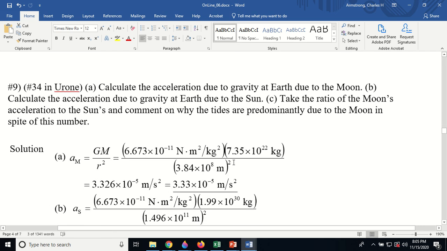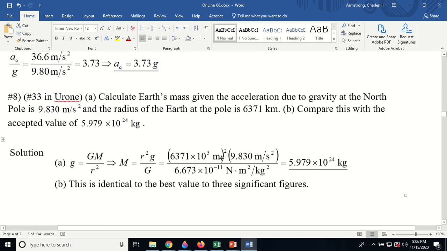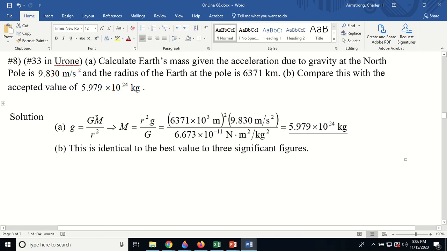Okay. This is 34 on your own. Calculate the acceleration due to gravity at Earth due to the moon. So now the acceleration due to gravity is due to the mass of the moon. We're using this equation up here again, but it's not due to the mass of the Earth. It's due to the mass of the moon.